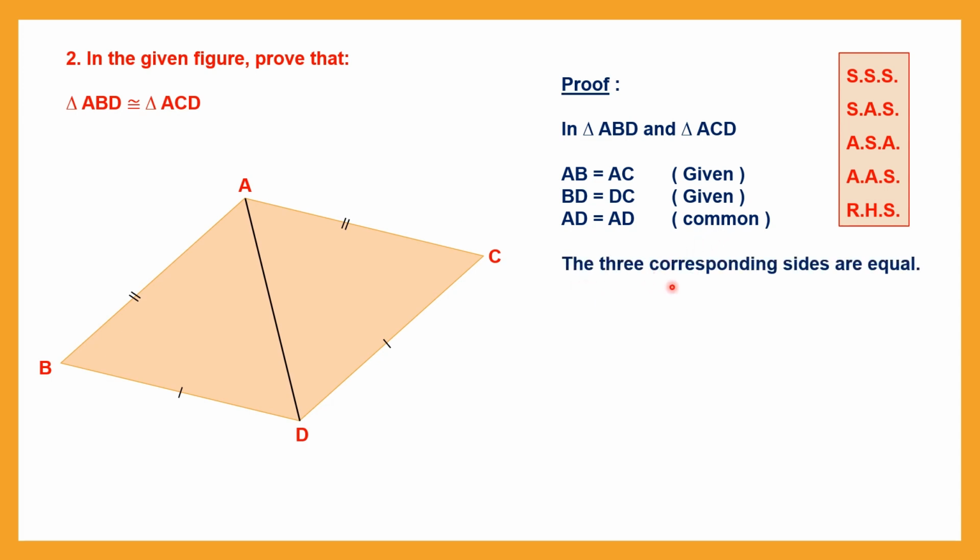Now, the three corresponding sides are now equal, isn't it? AB is equal to AC, BD is equal to DC, and AD is equal to AD. The three corresponding sides are equal. So we can use this first axiom or the first condition SSS. So we can say that triangle ABD is congruent to triangle ACD by the SSS axiom. You can call it the axiom, or you can simply leave it as SSS. Okay, so we have proved it here. Hence, this is proved.